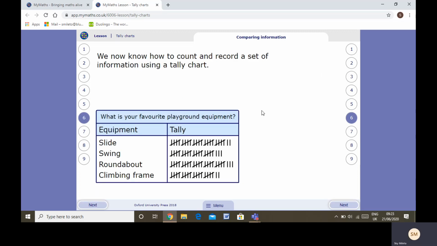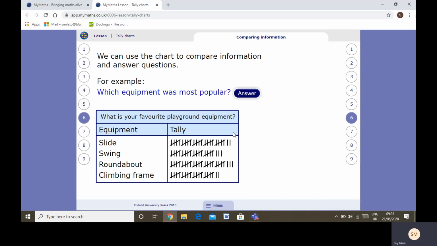We know how to count and record a set of information using a tally chart now. This chart shows how many children prefer each type of playground equipment. We can use the chart to compare information and answer questions. For example, which equipment was most popular? The most popular is simply the one with the most tally lines. We don't even actually need to count them because we can see with our eyes which one has the most.